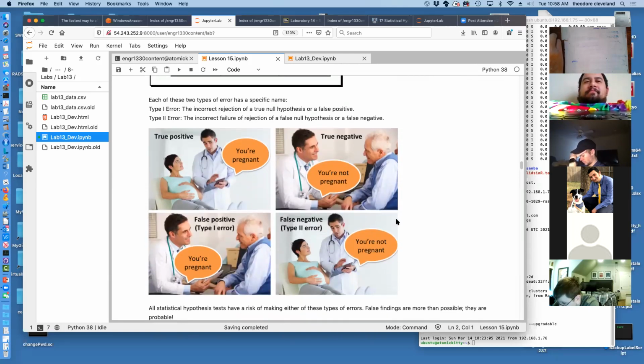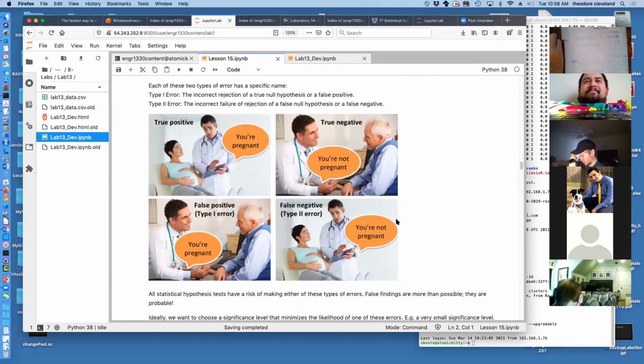So each of these errors has a specific name. Type 1 error, which is the incorrect rejection of a true null hypothesis, and type 2 error, which is the incorrect failure of rejection of a false null hypothesis, or a false negative. And here's a picture cartoon to kind of explain these errors. And it's not meant to be offensive. It's meant to be somewhat humorous to give a very humorous perspective on these type 1 and type 2 errors.